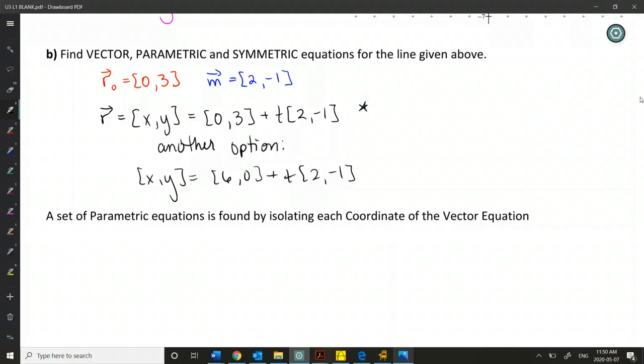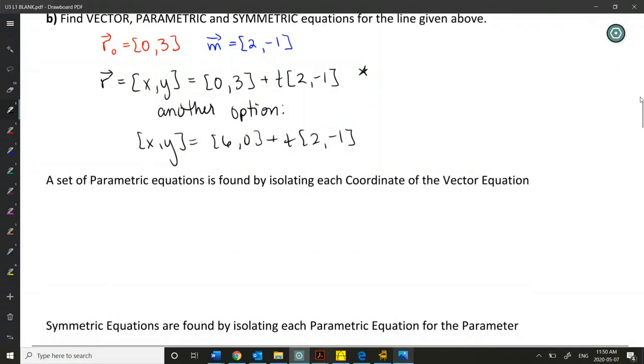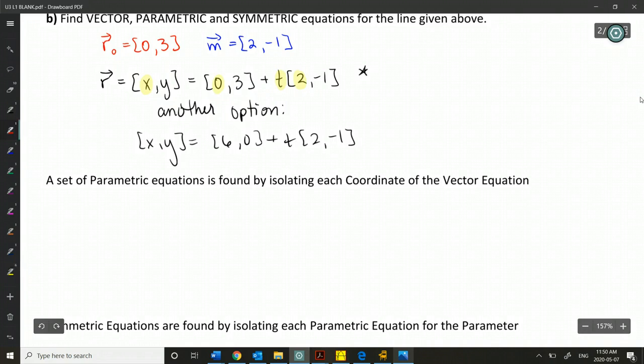So let's look at finding the parametric equation. So basically what I want to do for parametric is I want to separate the x pieces out into one equation, which will basically be x equals 0 plus 2 times t. And then we're going to take a look at separating out the y components as well. So y should be equal to 3 and -1 times t. Sorry, I just realized that I kind of erased there. So y equals 3 minus 1t.